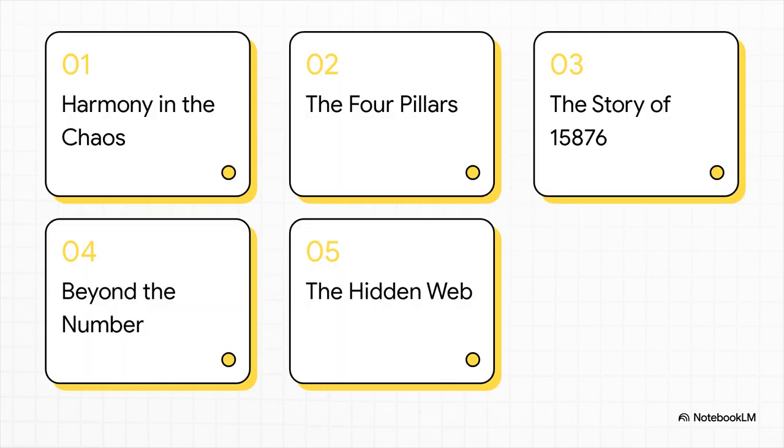So here's what we're going to cover. First, we'll get into the philosophy behind MRCT. Then we'll break down its 4 core pillars. We're going to put a number, 15876, to the test. We'll also explore why any of this matters outside of pure math. And finally, we'll see the beautiful connections this theory claims to reveal. All right, let's get into it.